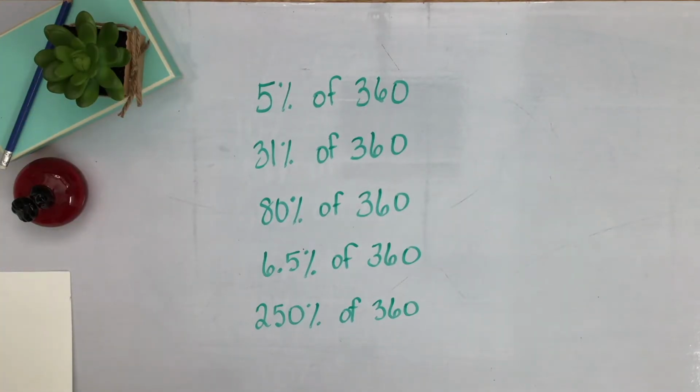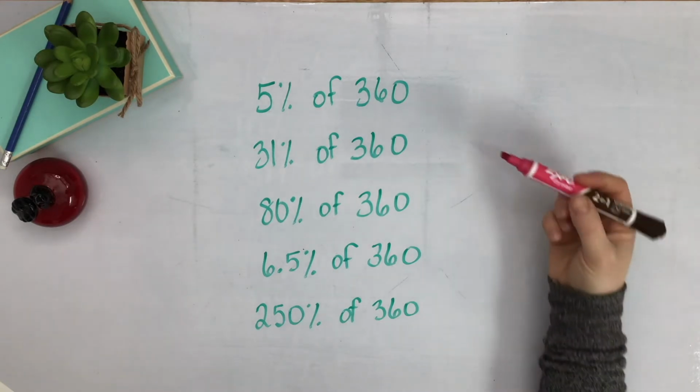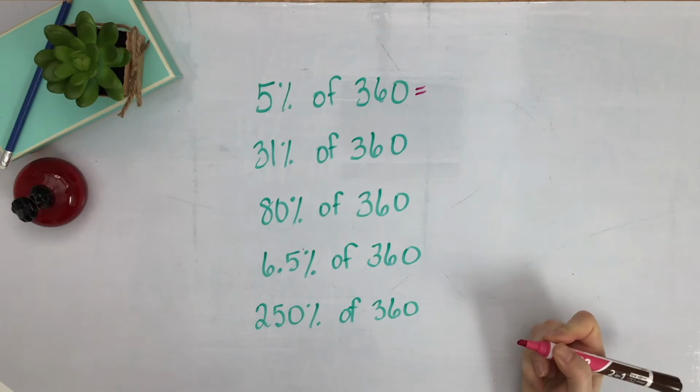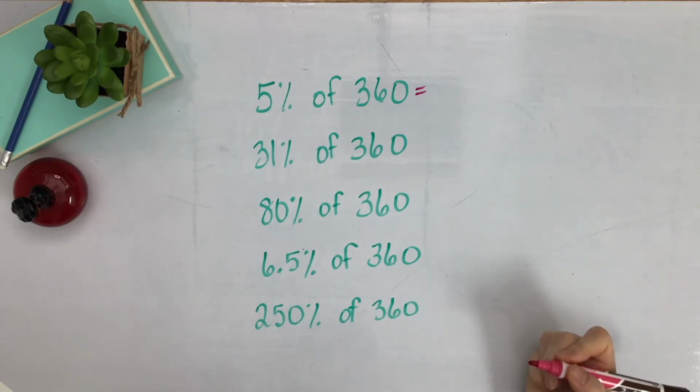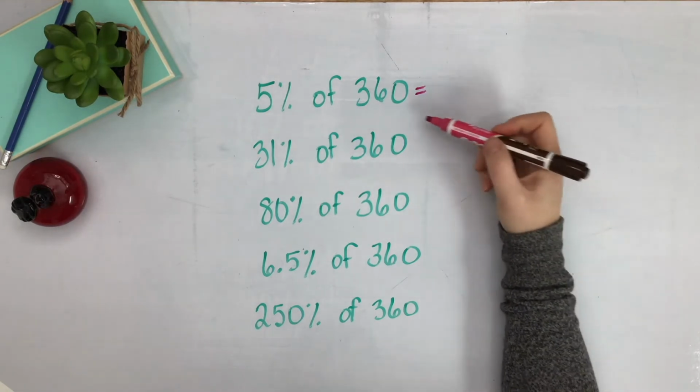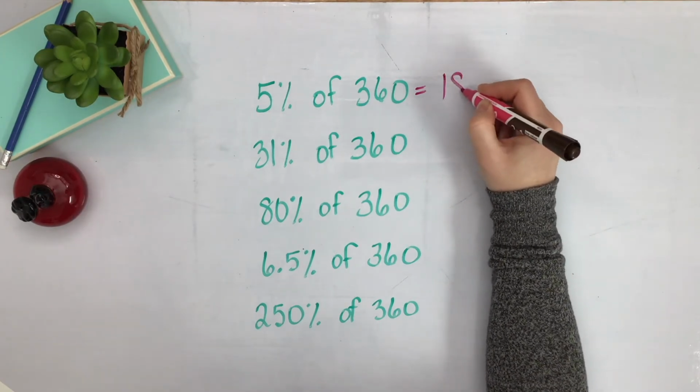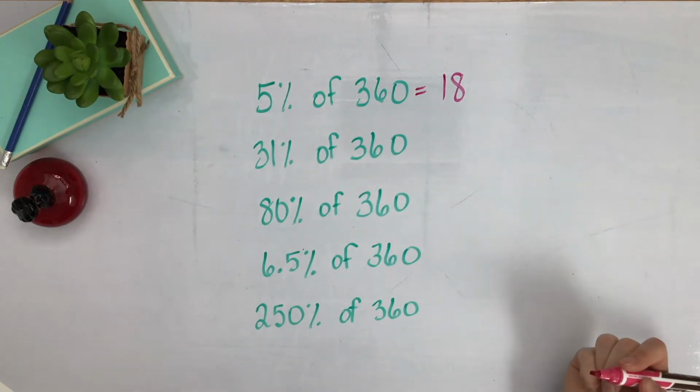Okay, now it's your turn. Pause the video, try these questions, and then come back and check your answers. To find 5% of 360, I'm going to use 10% and then find half of that. I know that 10% of 360 would be 36. So half of 36 is 18. 18 is 5% of 360.